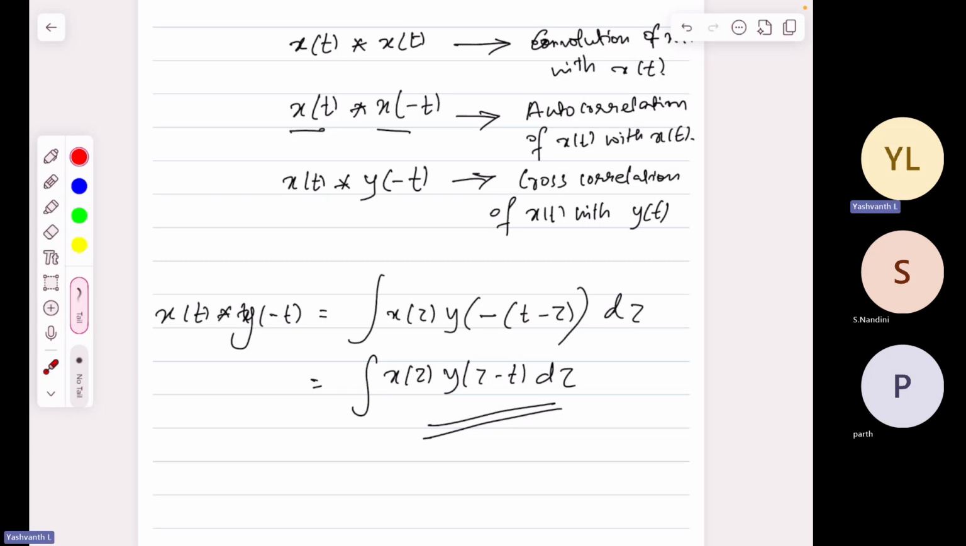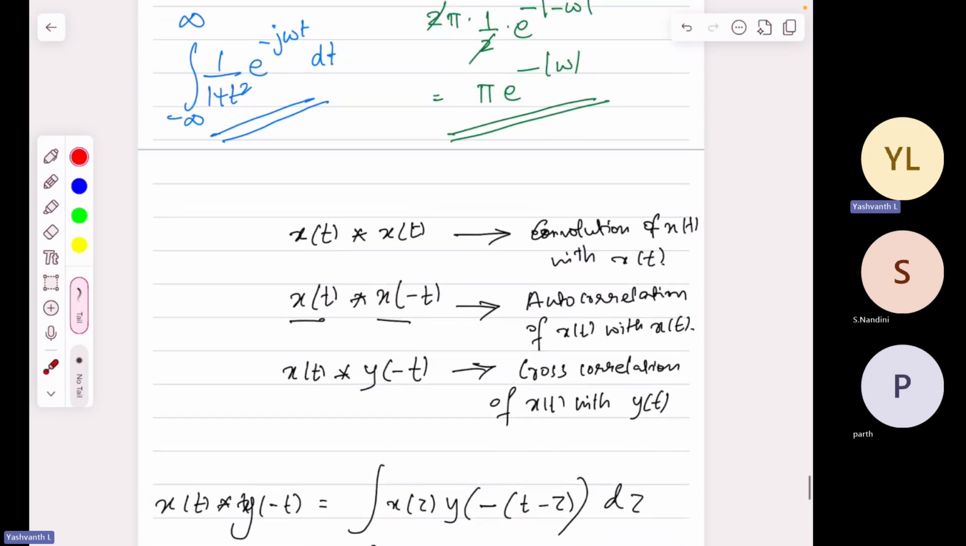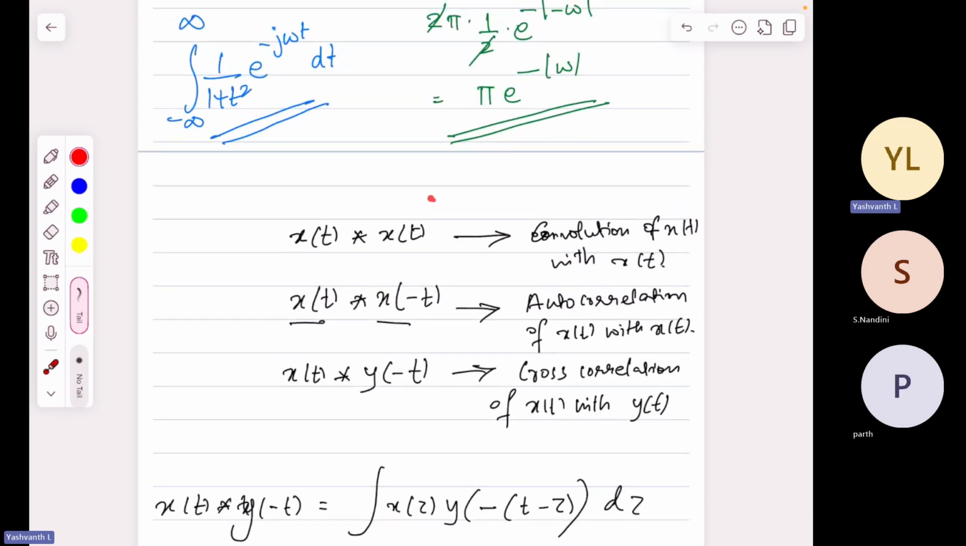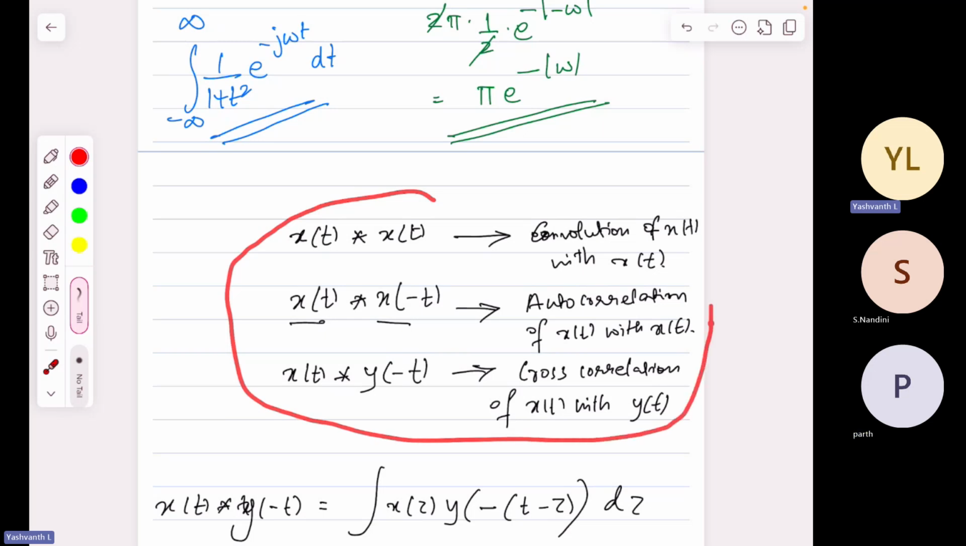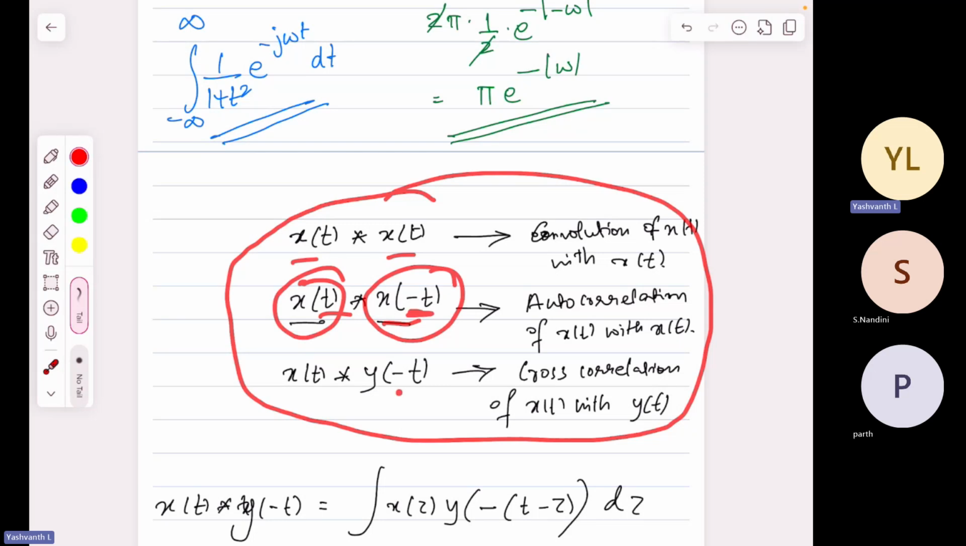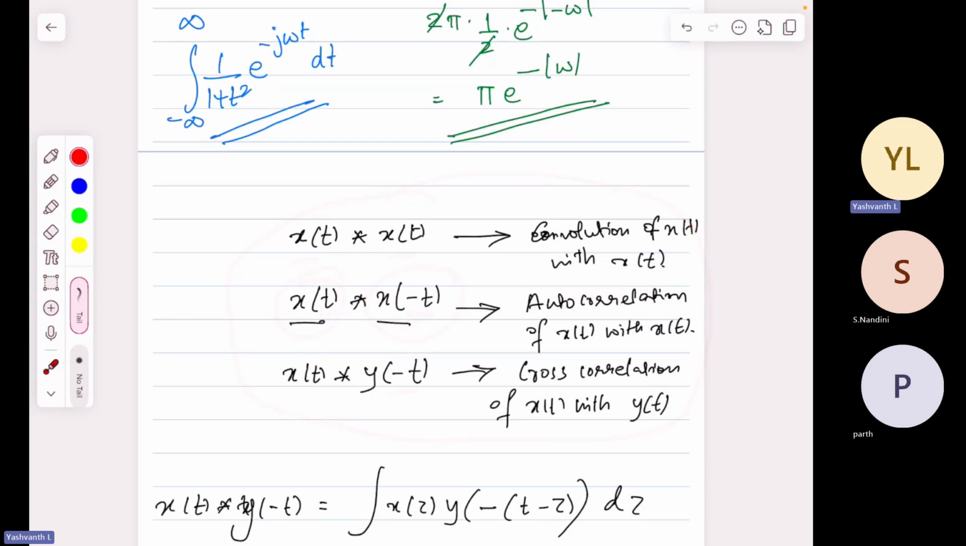Is it okay? Yes. But these are slightly advanced topics, because you need to understand correlation, and interpreting them physically is not very easy. For the purpose of this course, it is enough to know that correlation can be expressed as one function being the actual function and the other being the time reversed version of the second function. That's all.